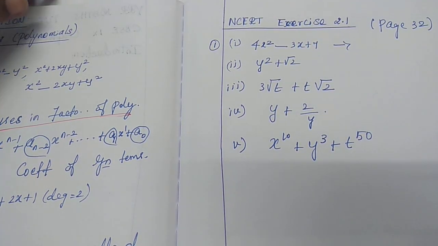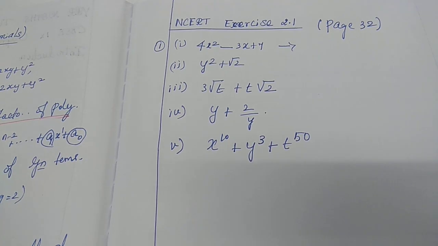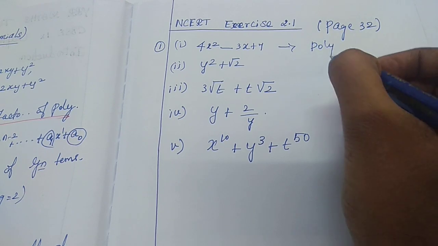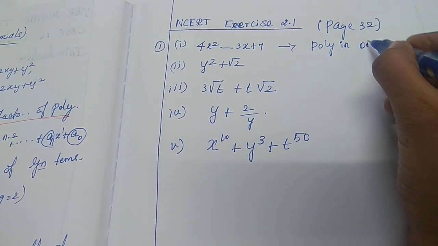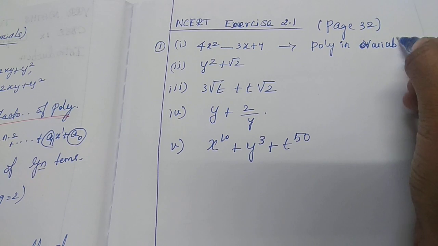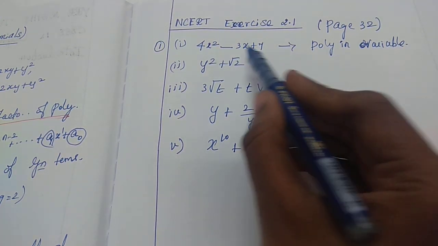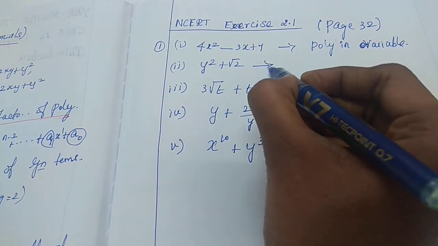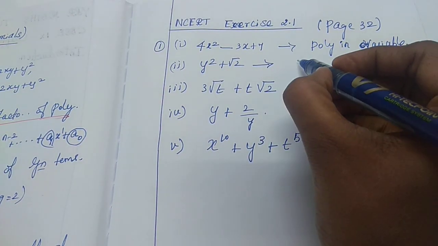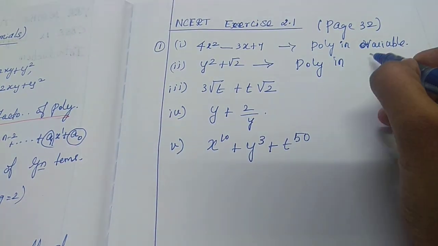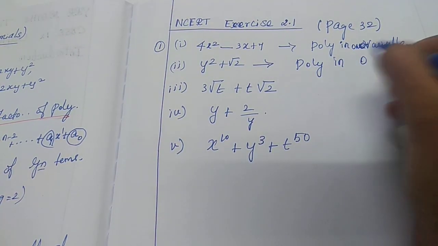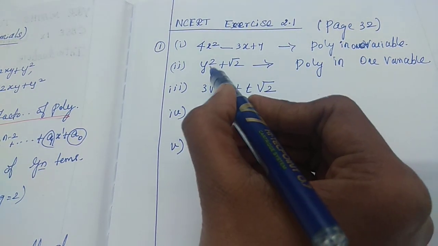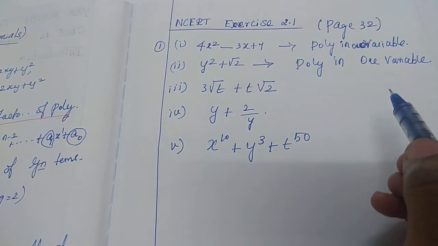Now write the answer. This is a polynomial in one variable, because it contains only one variable, that is x. And division number 2 is also a polynomial in one variable, because it contains the variable y only.